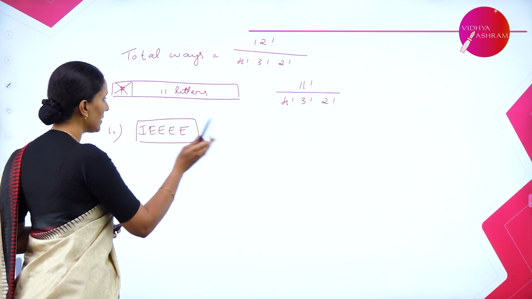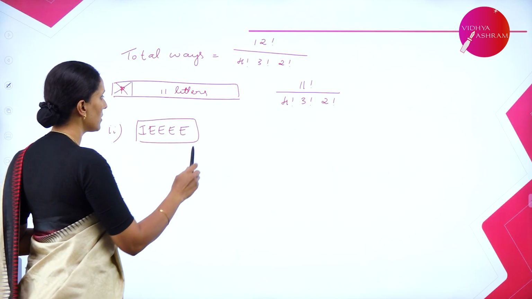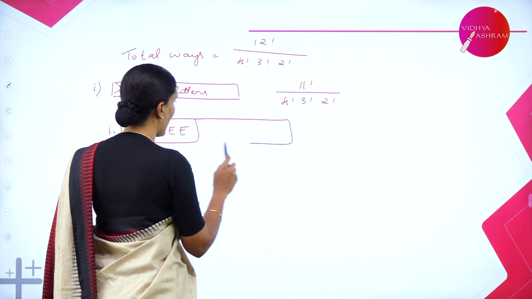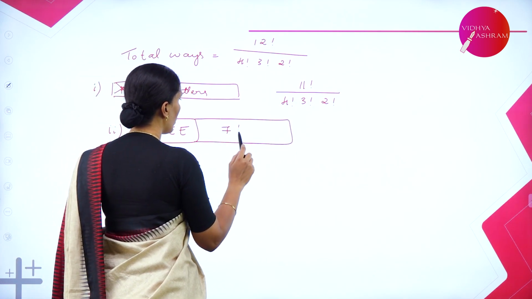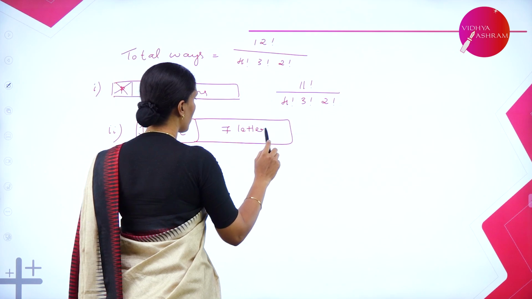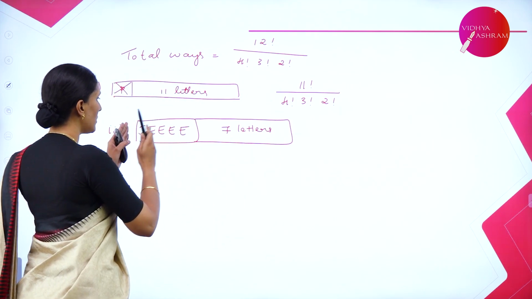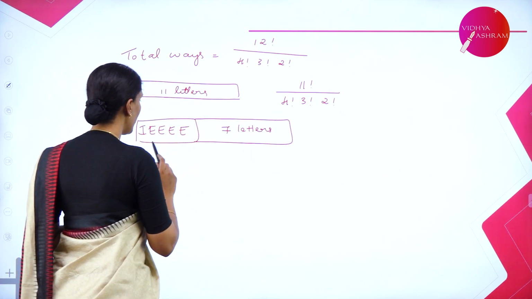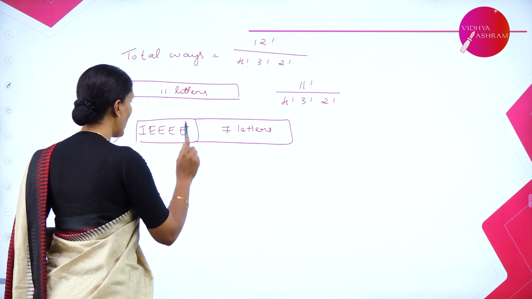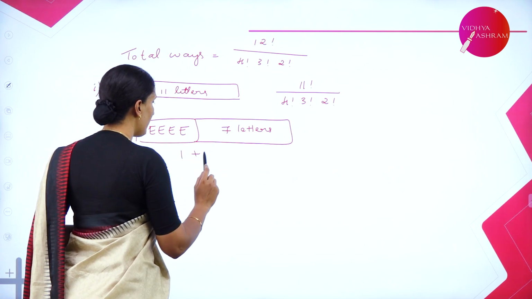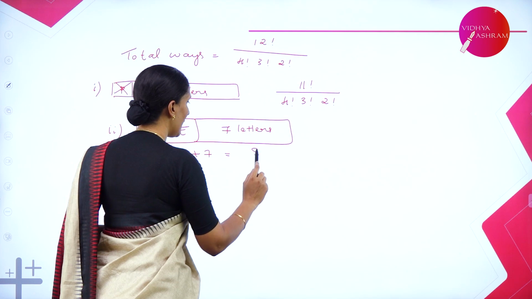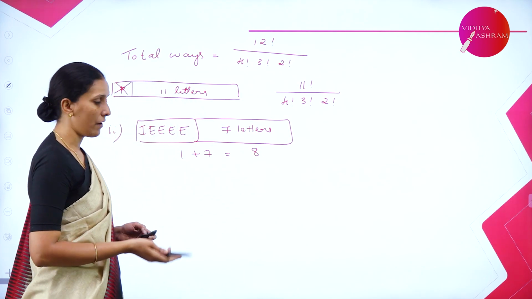So now the 5 letters are removed from the total letters. So how many more letters do we have? We have 7 more letters. So wherever this unit goes, it goes together. So that means we need to make an arrangement of one single unit plus 7 letters. So we have a total of 8 units for the arrangement.